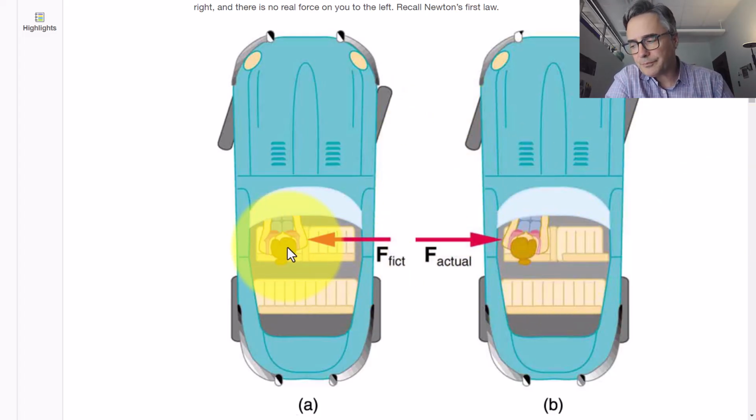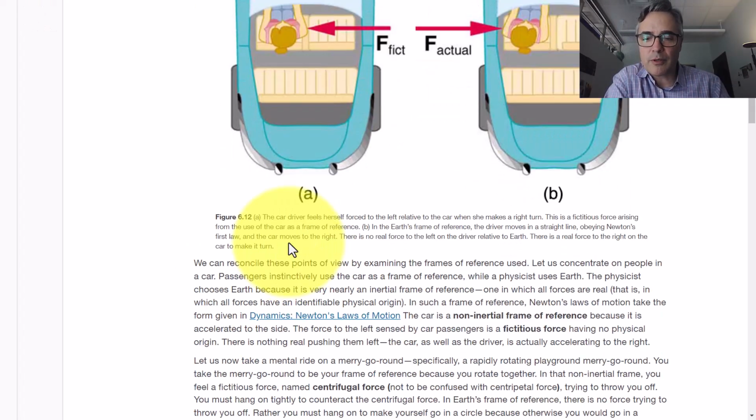And I guess centrifugal force is a fictional force, which is, if you don't know that you're in an accelerating reference frame, then it's a force that's coming from the fact that your body wants to continue in a straight line. And so you feel like you're being pulled towards the outside.